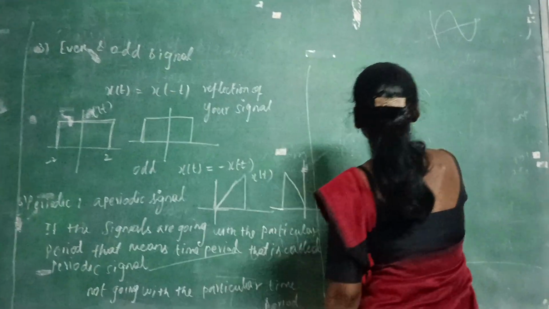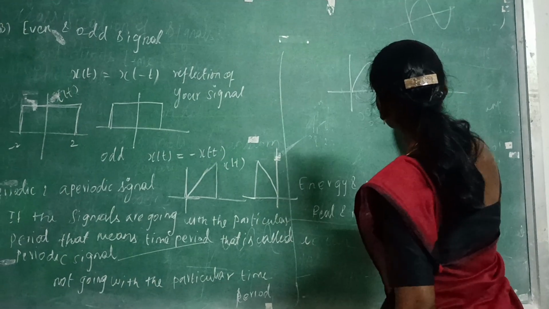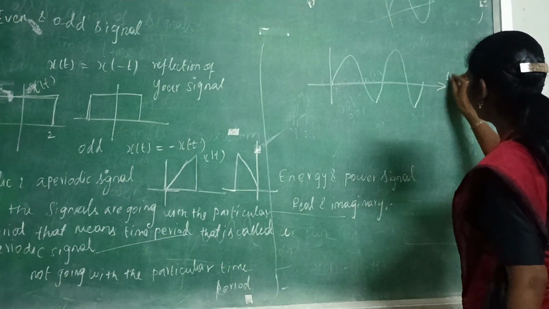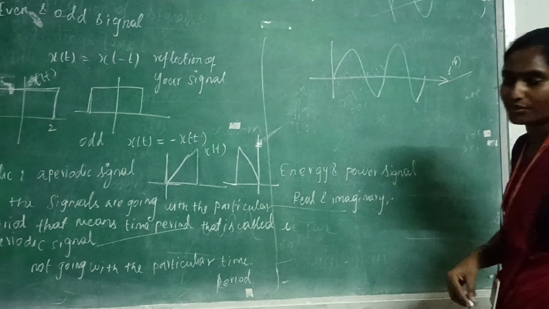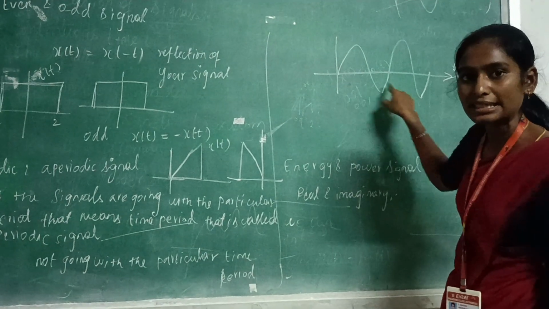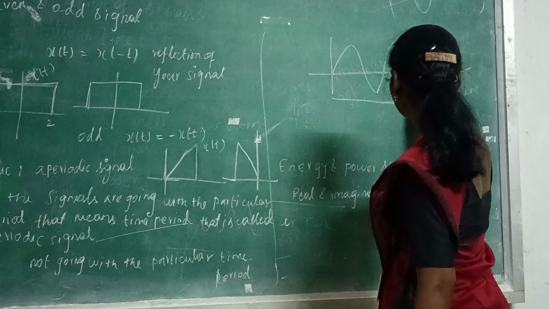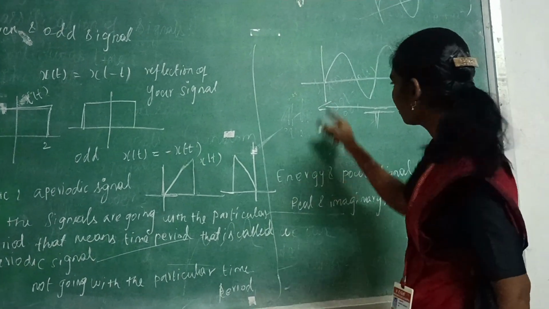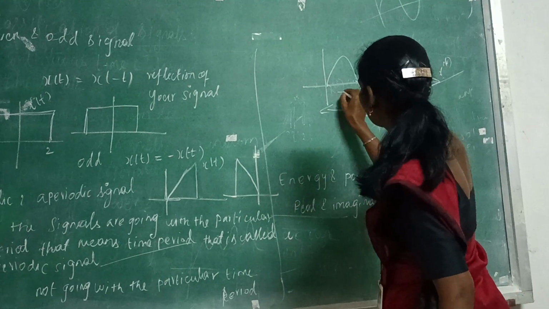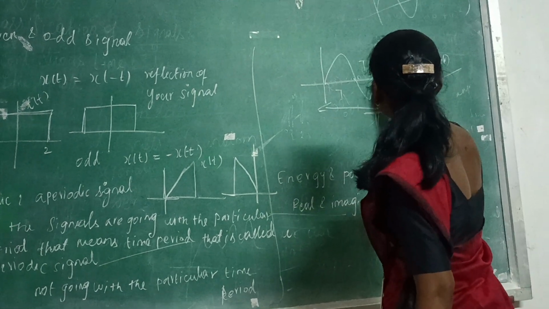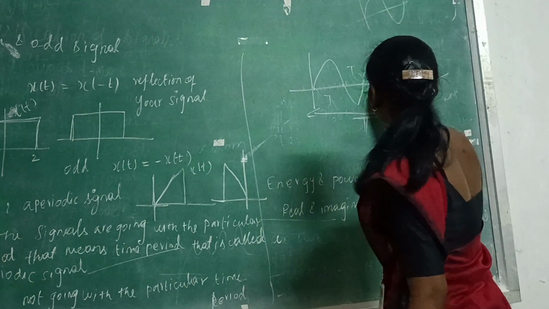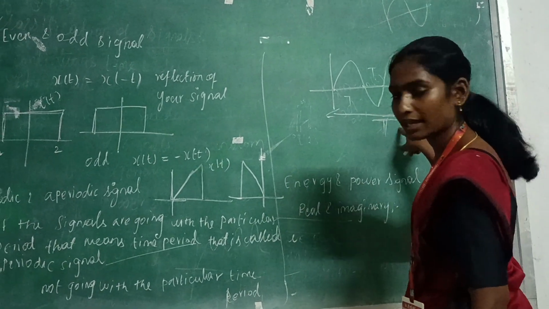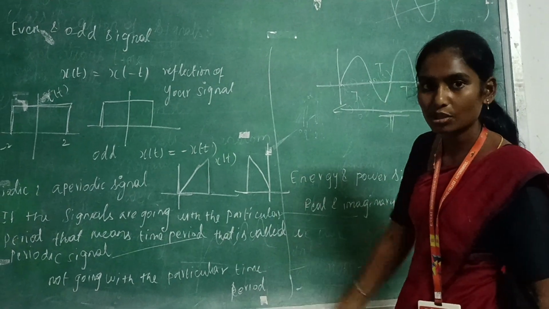So here I will draw. This is your signal, x of t. The signal has the same time period. At this level the time period will be T, and here also the time period will be T. This time period will be T. So it has the same time period, it is going with the same time period.